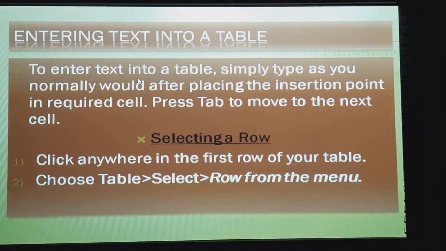Now selecting a row. If there is a need for selecting a particular row, then we need to click anywhere in the first row of our table. We can click on any of the cells in the first row of our table, and then we need to go to the table option. From there, select row from the menu. So how can it be achieved? Let us see.